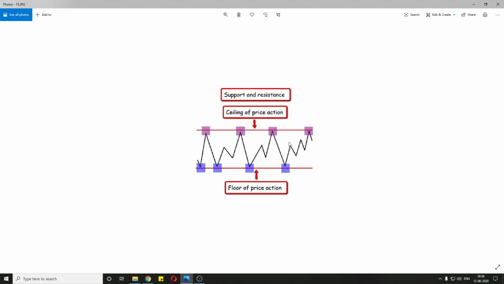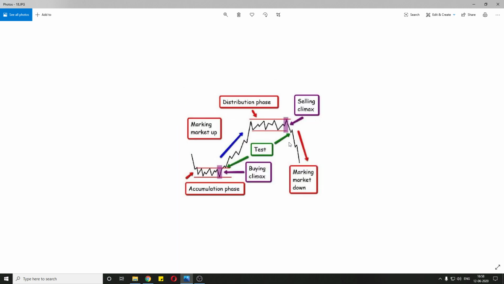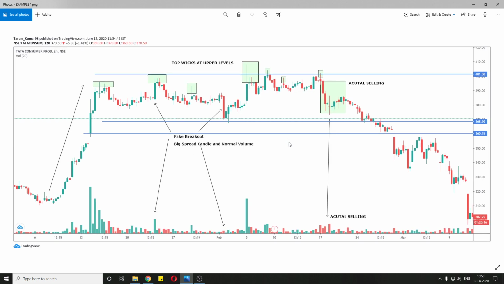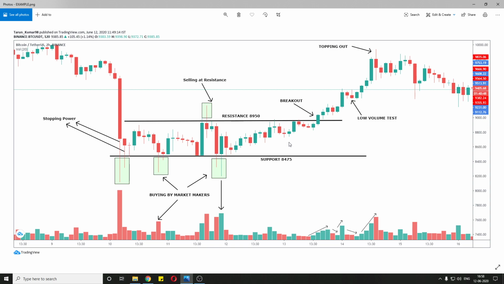This is support and resistance, breakout, and this is the overall picture. And here are the two examples. This example showing the distribution phase, and this Bitcoin example showing the accumulation phase.